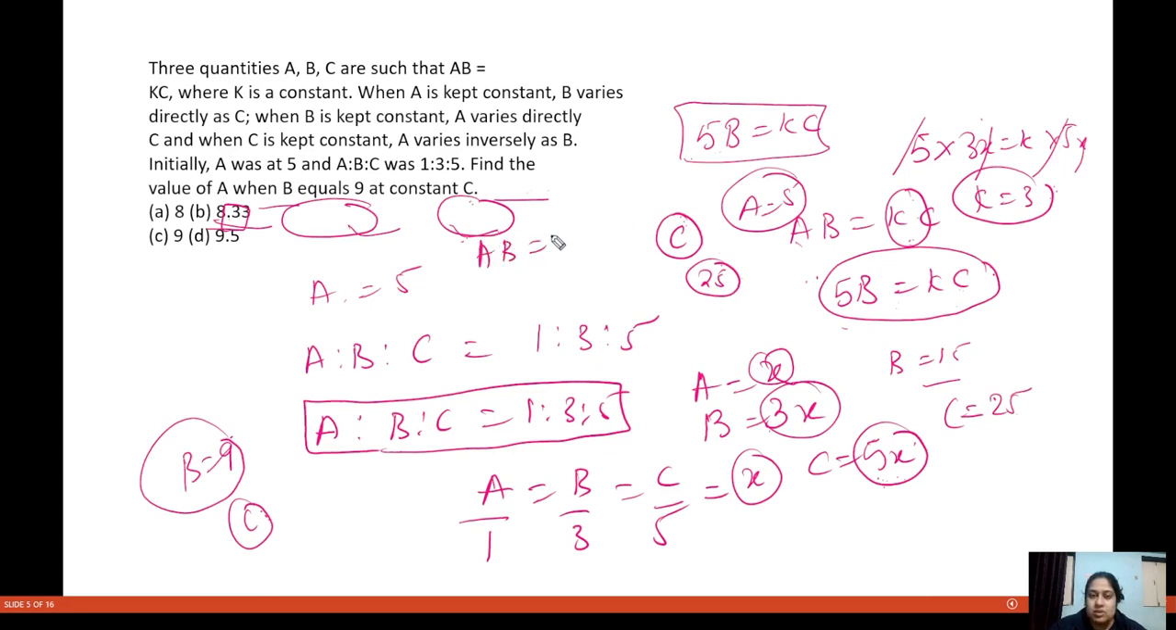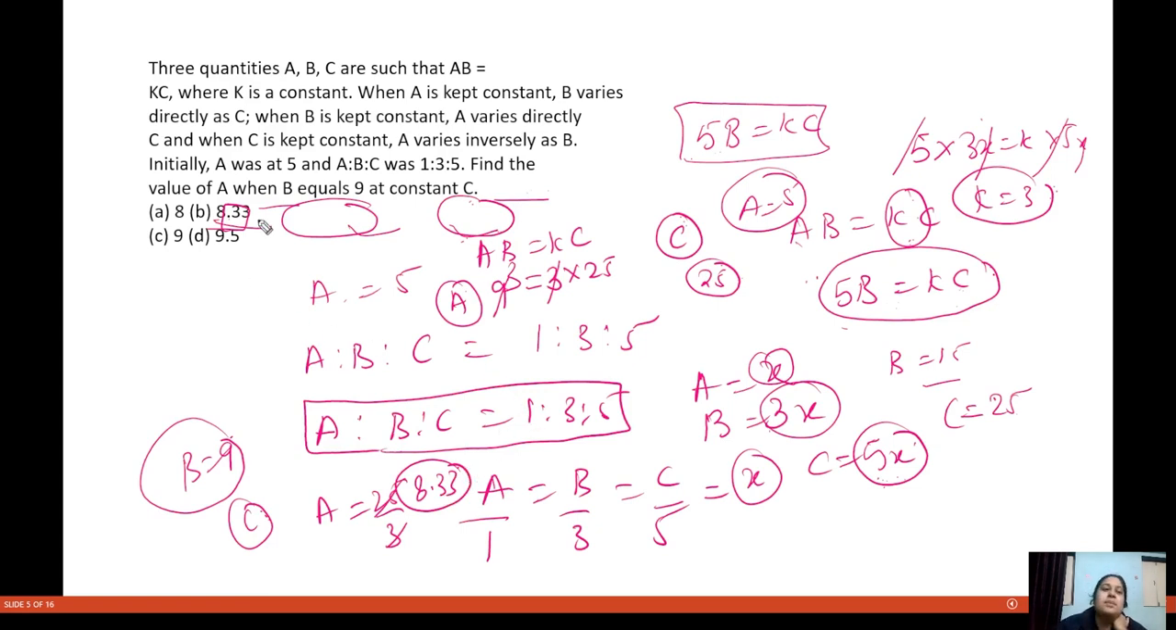And this a is equal to how much? So we know this becomes 3, and a is equal to 25 by 3. So this becomes 8.33. I hope everybody is clear with these things. So you have this 8.33. Let me explain this question once more.